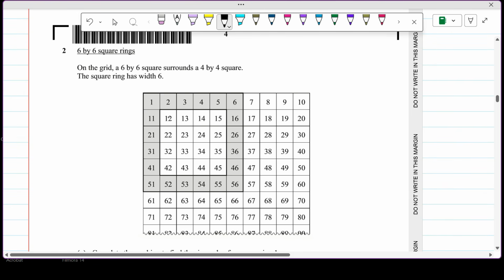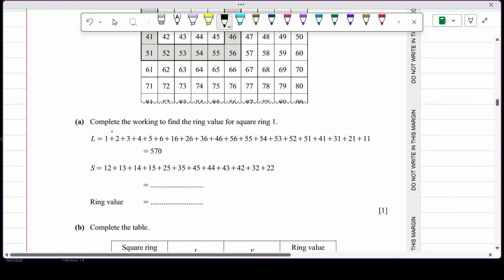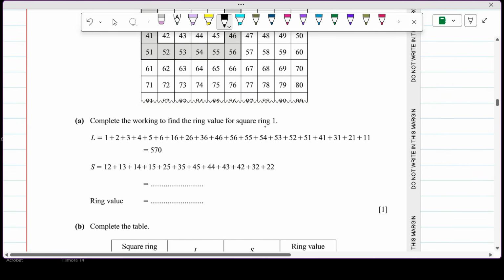Surround the 4 by 4. This one: 1 2 3 4, 1 2 3 4. So 4 by 4. This square has the width of 6. We call it width of 6 because it is the 6 by 6 square. Now complete the working to find the ring value for the square ring one.